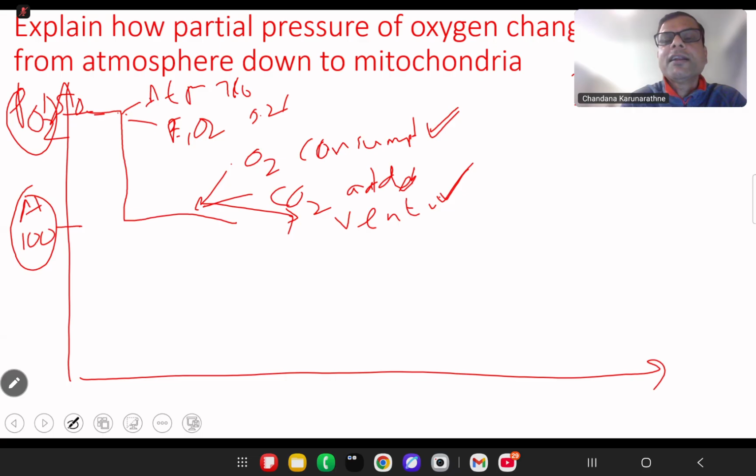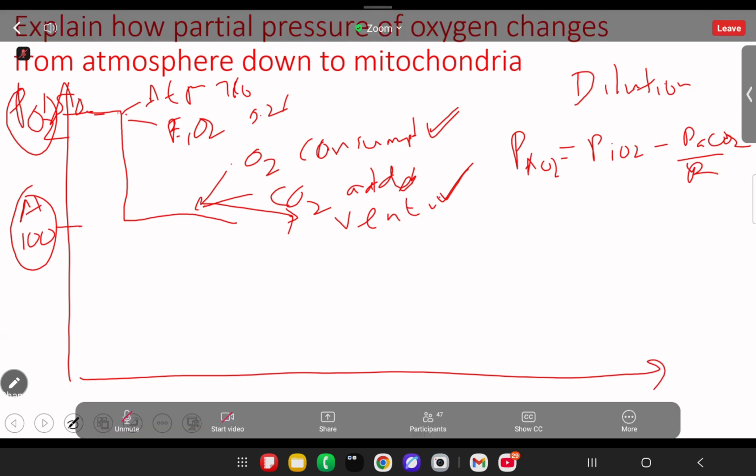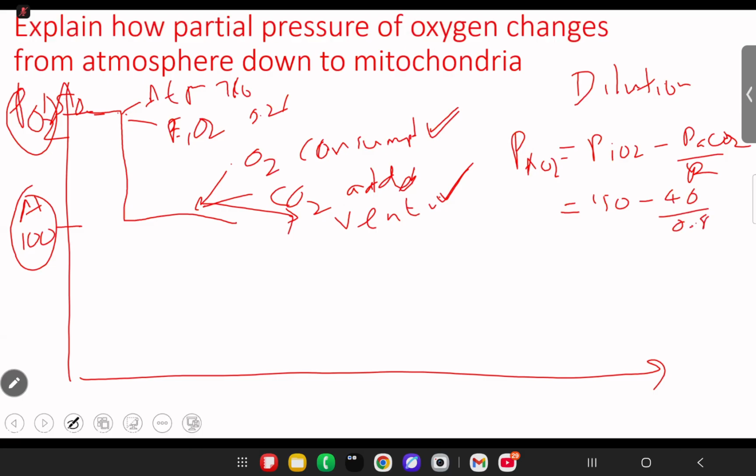That is why we can explain it using the alveolar gas equation. PAO2 equals PiO2, which is inspired, 150, minus PaCO2 divided by the respiratory quotient. So that's the exchange of oxygen and carbon dioxide, R, and the PaCO2 value. So you get 150 minus, normal carbon dioxide is about 40, and 0.8 is your respiratory quotient.